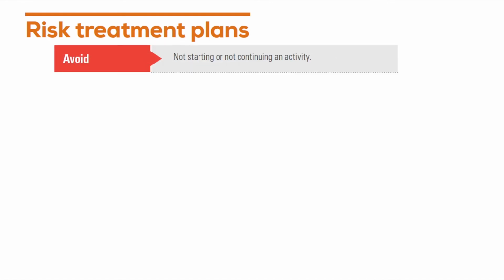So the first risk treatment plan is avoid: not starting or not continuing an activity. If the risk is high, I'm not going to do it. I'm avoiding it. Not starting or not continuing an activity. Okay. Example: don't commence a high risk project.